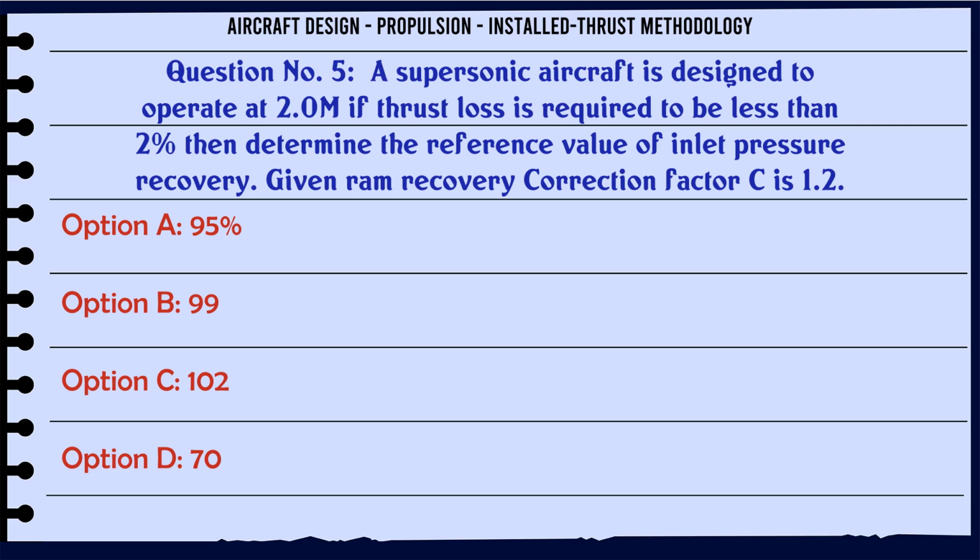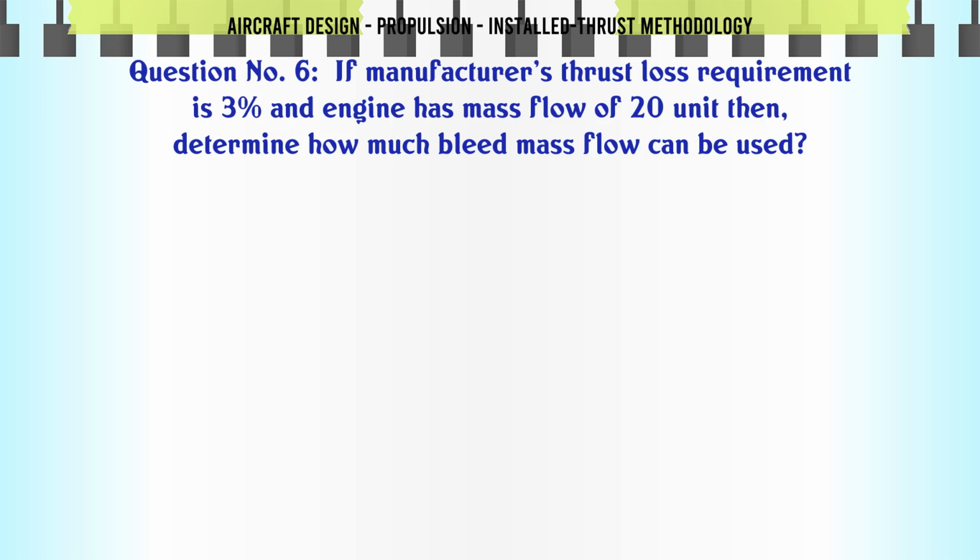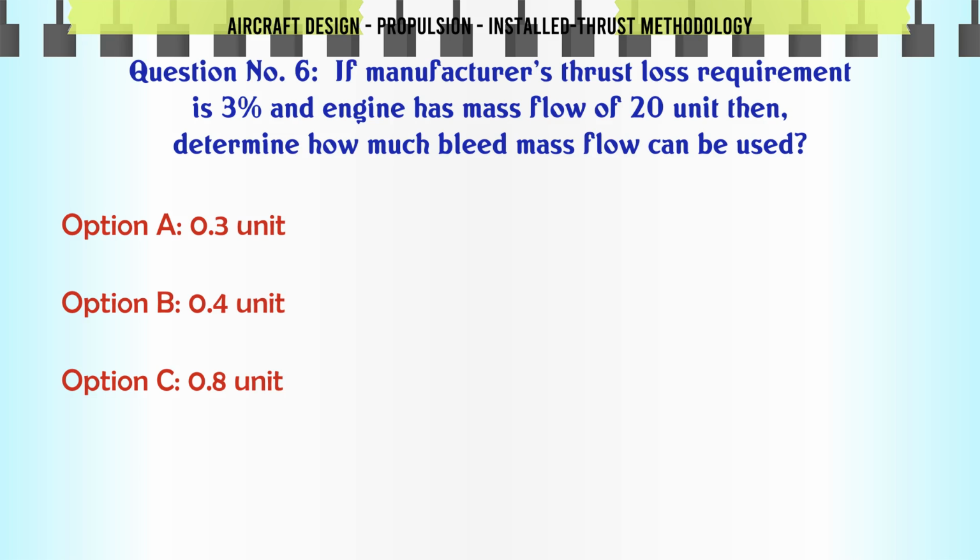A 95. B 99. C 102. D 70. The correct answer is 95. If manufacturer's thrust loss requirement is 3 and engine has mass flow of 20 unit, then determine how much bleed mass flow can be used.